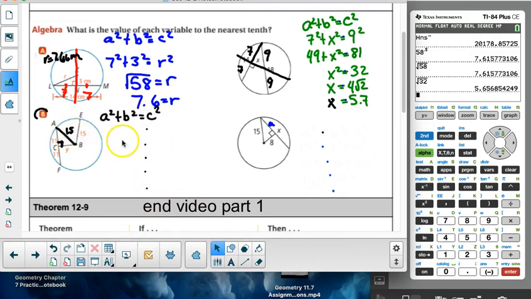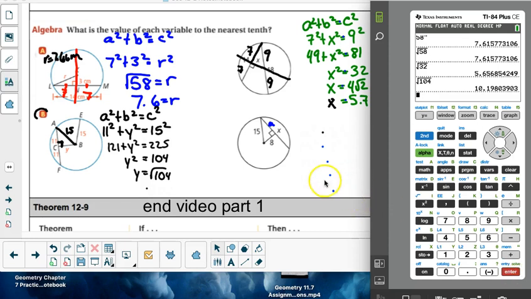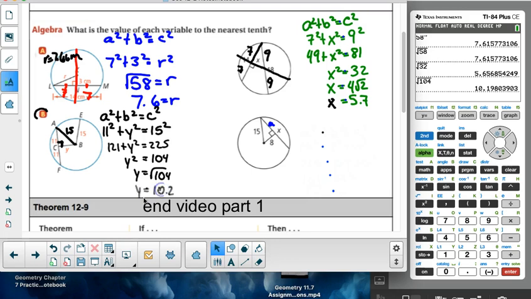So I can take my Pythagorean theorem, and I can start finding y. So 11 squared plus y squared equals 15 squared. 121 plus y squared equals 225. I'm going to subtract 121 from 225 and get myself 104. And I'm going to take the square root, and I'm going to go over here in my calculator, hit second, square root of 104, and hit enter, and I get 10.19. So I get 10.2 for my value of y.